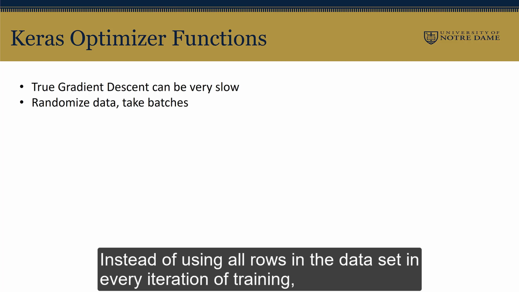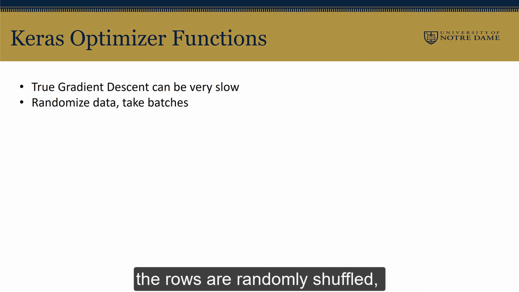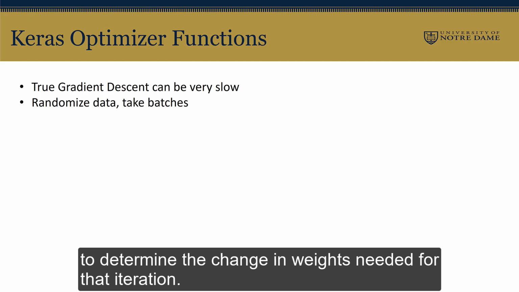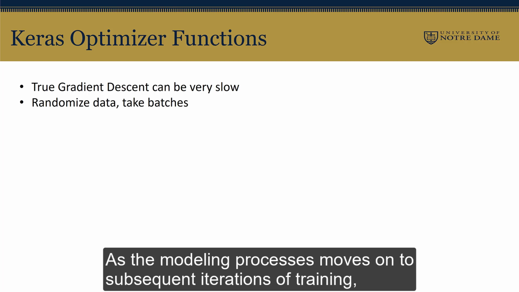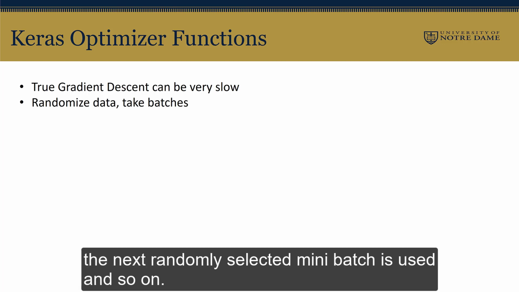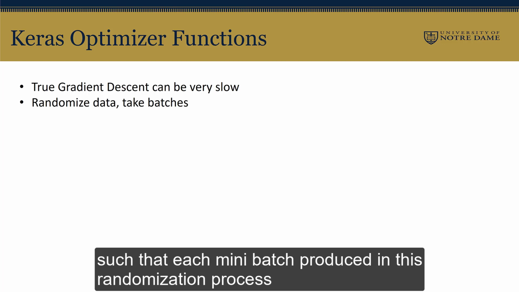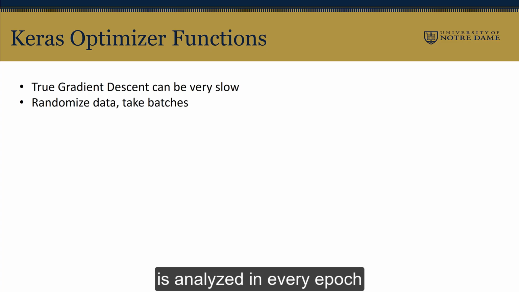Instead of using all rows in the dataset in every iteration of training, the rows are randomly shuffled, and then a subset or mini-batch is selected to determine the change in weights needed for that iteration. As the modeling process moves on to subsequent iterations of training, the next randomly selected mini-batch is used, and so on. One epoch of training will now take on several iterations of this process, such that each mini-batch produced in this randomization process is analyzed in every epoch.